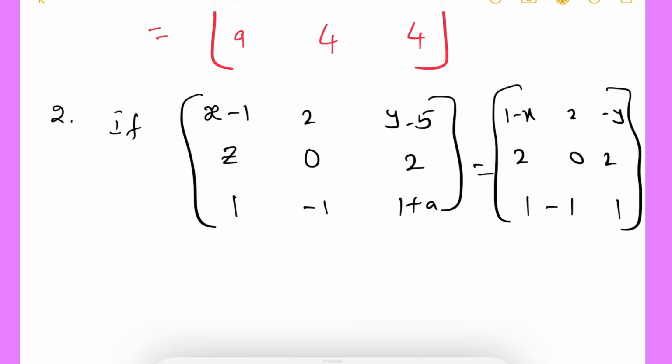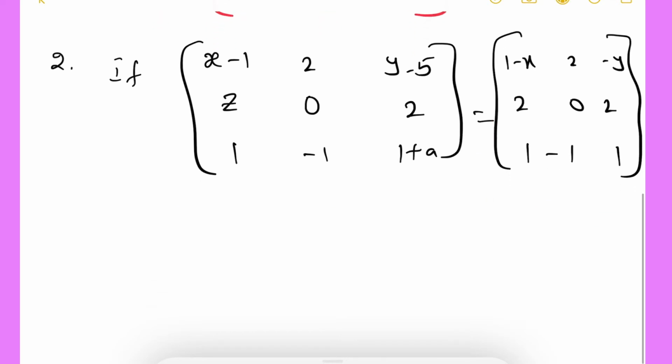Okay, in this question he clearly mentioned that this matrix is equal to this matrix, so from the given question itself we can conclude these two matrices are equal to each other. So if two matrices are equal, then the corresponding elements are also equal to each other. So first row first column, these two are equal to each other.